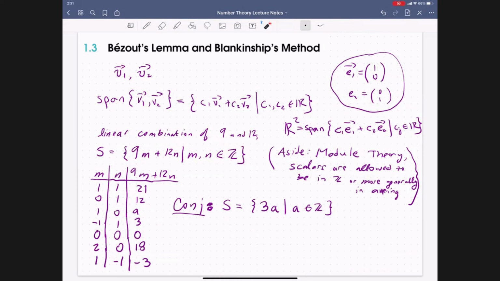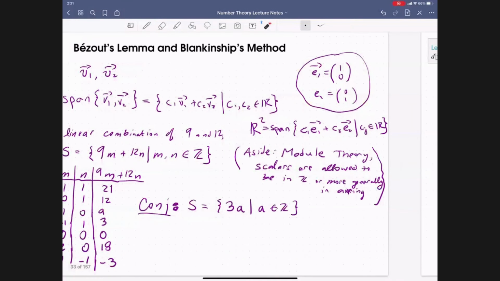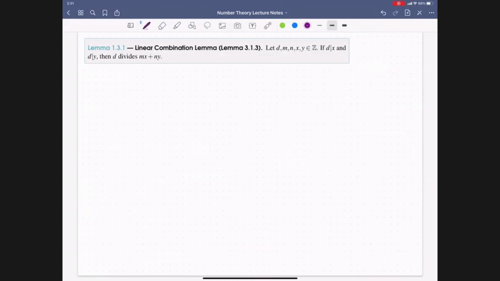And so the next lemma that we are going to prove is going to be a key step towards proving these statements, and actually very powerful. And what it states is the following. If we have integers d, m, n, x and y, and we know that d divides x and d divides y, then d divides m times x plus n times y.